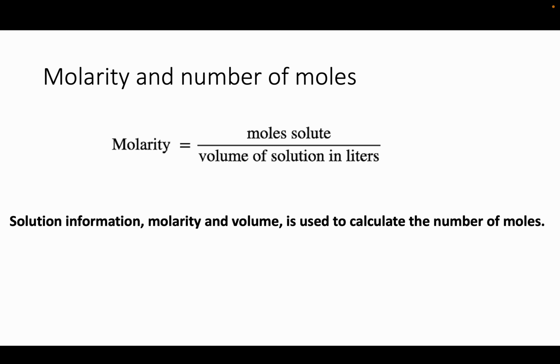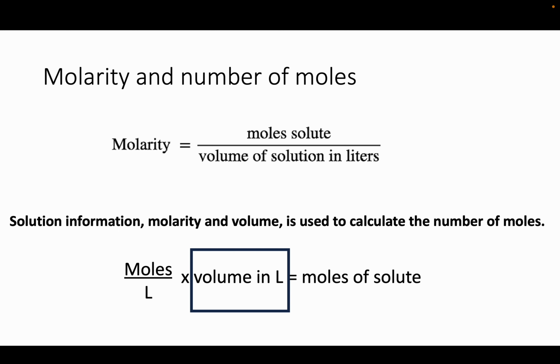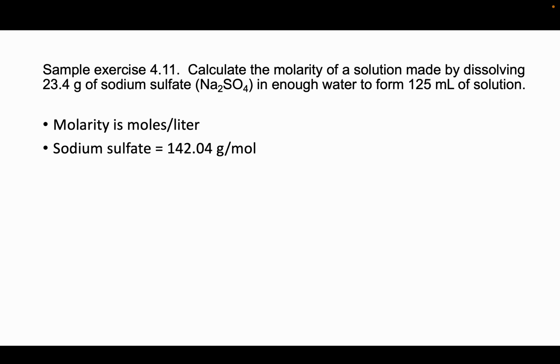So molarity, number of moles of solute divided by the total volume of the solution in liters. Solution information includes molarity and volume, and we can use that to calculate the number of moles. If molarity is moles per liter, I can take moles per liter times the volume in liters to get to the number of moles. Solution information of concentration involving molarity and volume in liters is being combined to give me the number of moles. This is going to be really important when we do calculations involving solution stoichiometry, and that's at the end of Chapter 4.